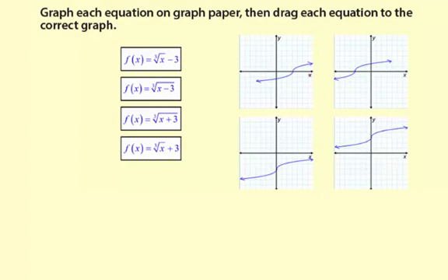Graph each equation on graph paper, then drag each equation to the correct graph. What we're looking at are translations of the cube root function. I want to show you how to graph the parent function for the cube root function first.